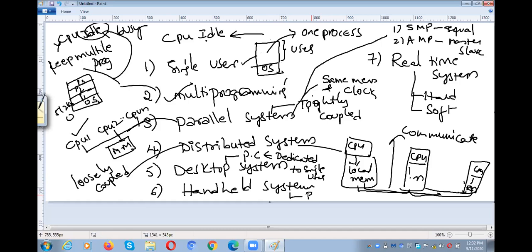And next, handheld systems mean personal digital assistants, mobile phones, tablets, etc. Right? What are the limitations of handheld systems? Limited memory, small screen, and slow processors. Coming to real-time systems, we have two types: hard real-time system and soft real-time system. Where we have time critical applications, we go for hard real-time systems. If a little deviation in time is acceptable and there will be no problem, such applications go for the soft real-time system. Okay.